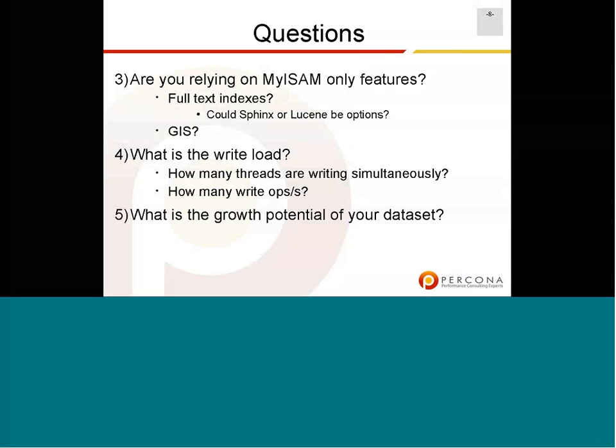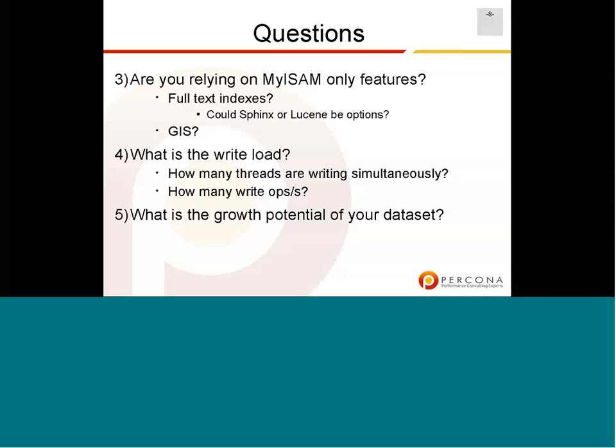You can also use your spike in ops per second for writes to get about the same figures. Also, what will be the size of your data set? Will it be fairly static, or will it grow to tens, hundreds of gigabytes or terabytes? So that's another question that can help narrow down which solution is the best.